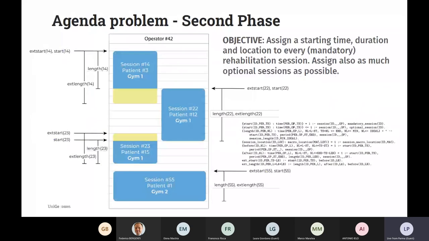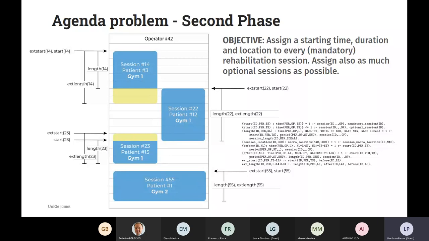Instead, for the agenda problem, what you need to find is a location for every session, and also a starting time and duration. Because you could also have a supervised session in which the operator is working with a patient individually, one-to-one, and also having a look at another patient that is performing the operation separately. So you can have both one-to-one and supervised sessions. The atoms that you see here, start and length, individuate the individual session, while X start and X length individuate the general session, which is both one-to-one and supervised.